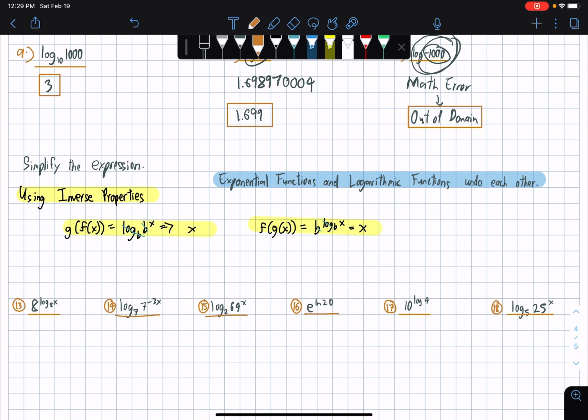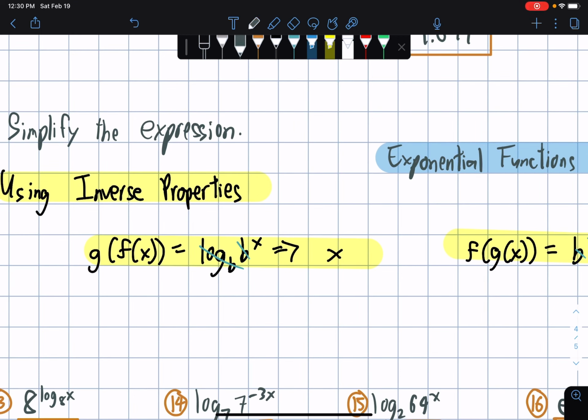Now, for simplifying the expressions, we do have to take in knowledge, commit to memory, the use of inverse properties. Exponential functions and logarithmic functions undo each other. Take note of the word undo. g of f of x is equivalent to log sub b of b raised to x, which is equivalent to x. So whenever you see problems in this format, log sub b and b are written in this fashion. They're cancelable, and hence your answer will be x.